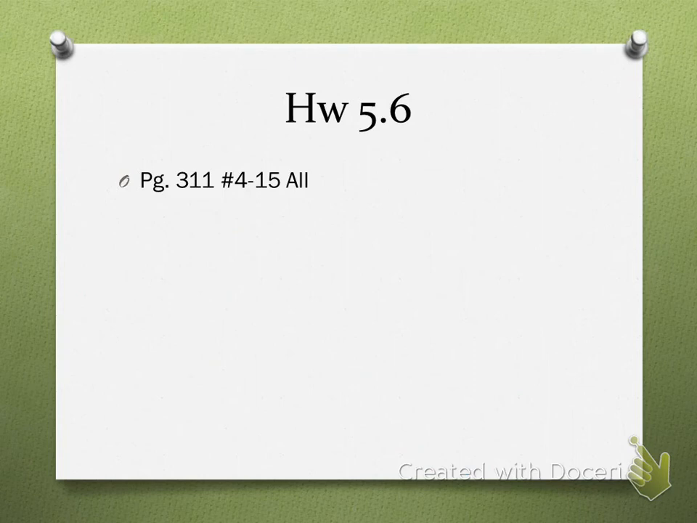This is your homework tonight, page 311, numbers 4 through 15 all.